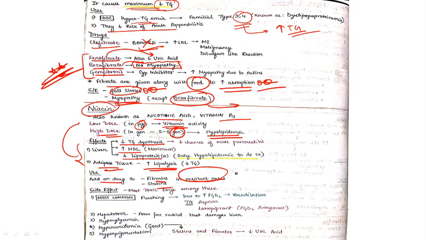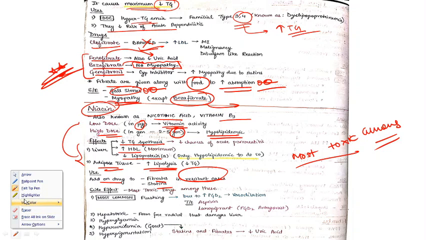And remember the most important point, that niacin is the most toxic among all the hypolipidemic drugs which we are discussing here.